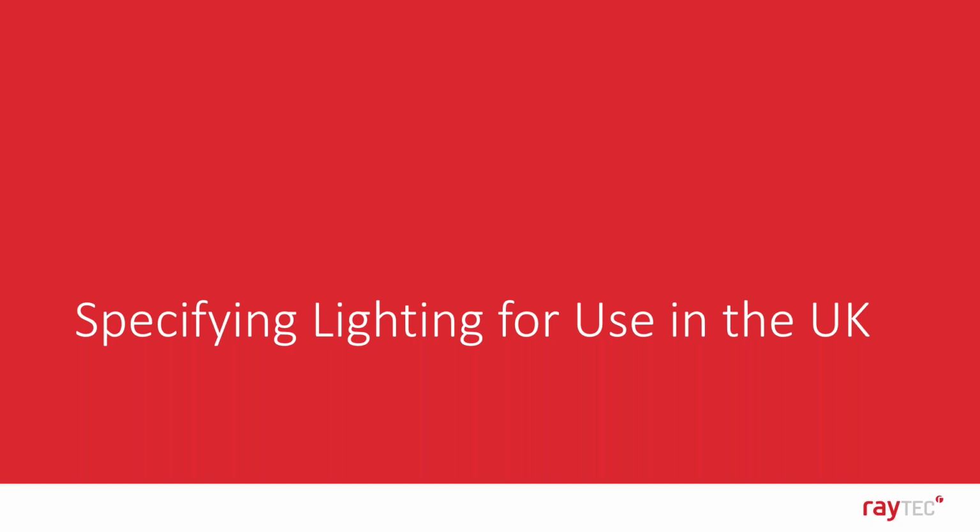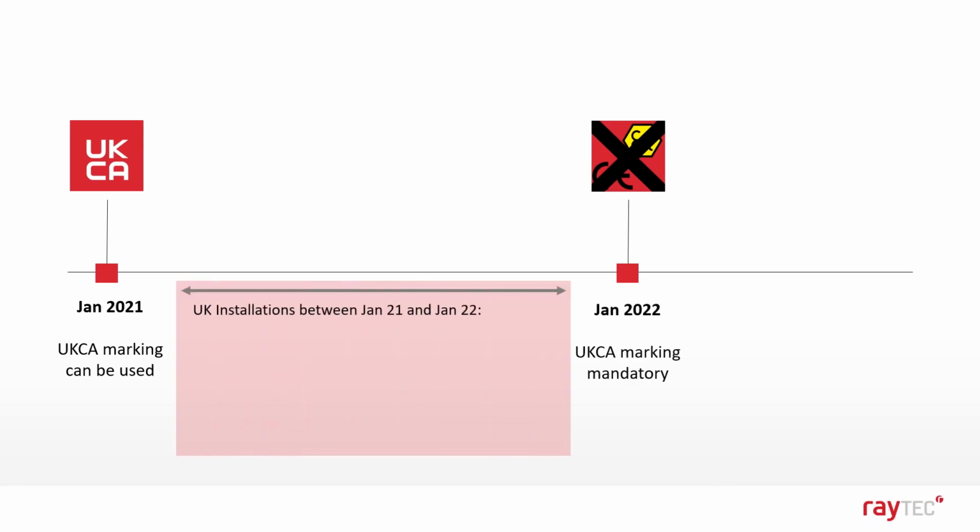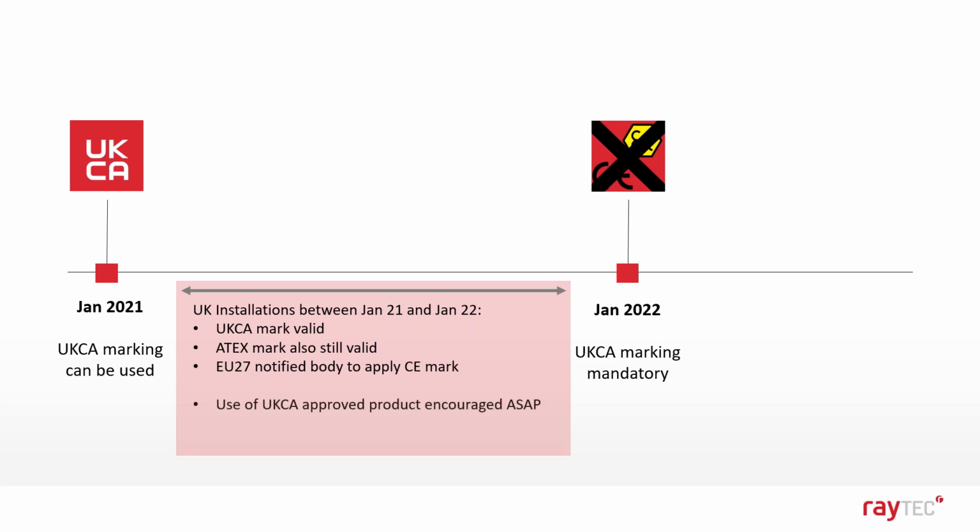So if you're specifying lighting for the GB market, let's just go over those key dates again. Between January this year and January next year, we're in a grace period where the UKCA mark is valid if conformity is assessed by a UK body. CE and Raytec are also still valid as long as this conformity is assessed by an EU27 notified body. And during this grace period, the UKCA mark is encouraged for use as soon as possible.